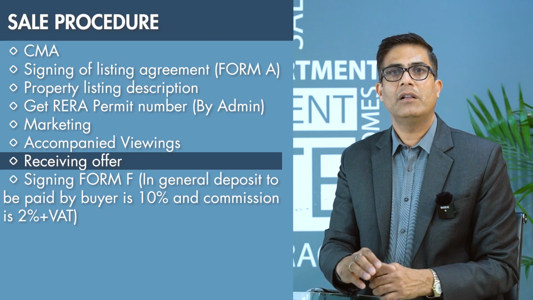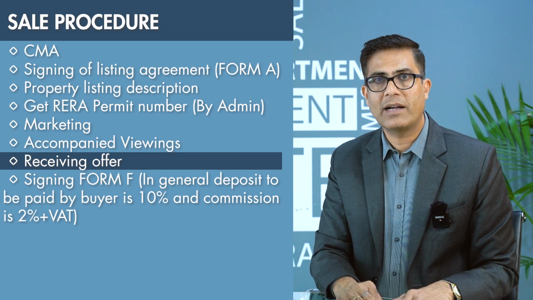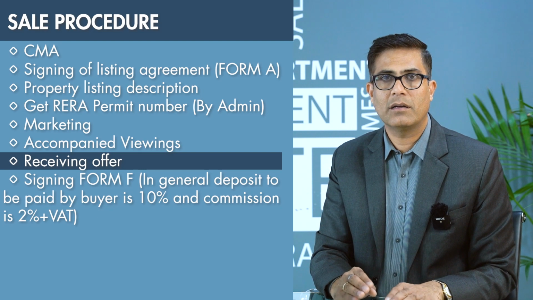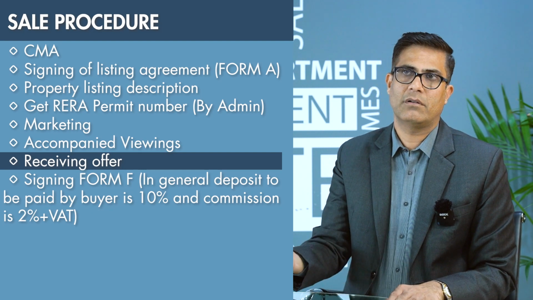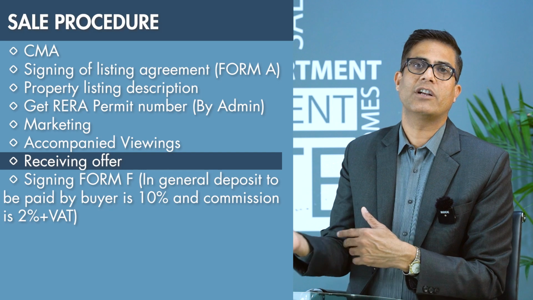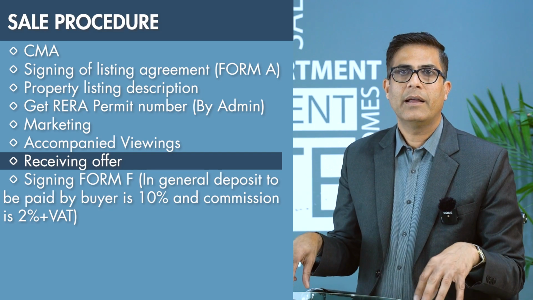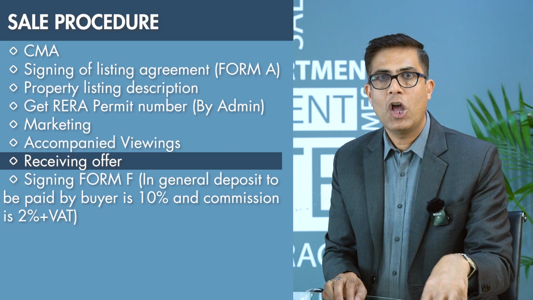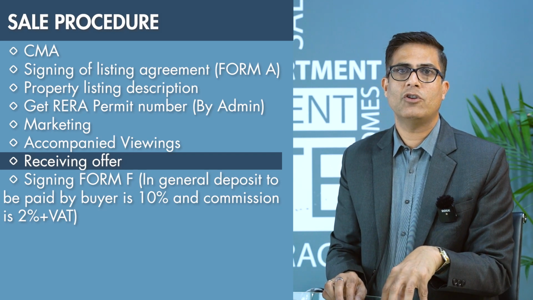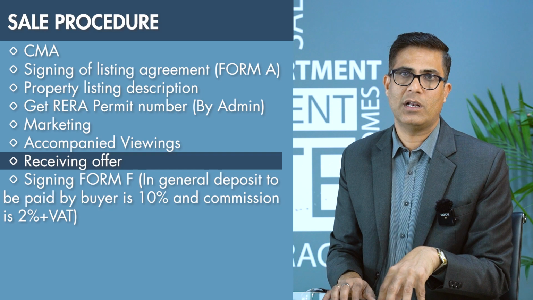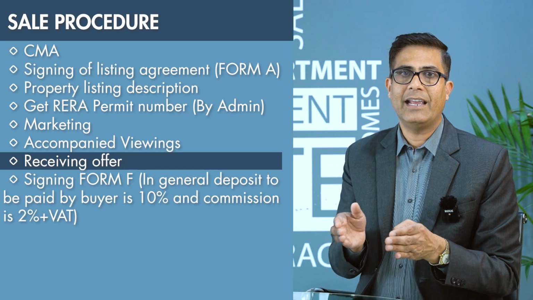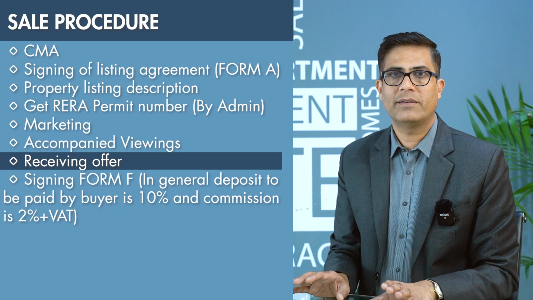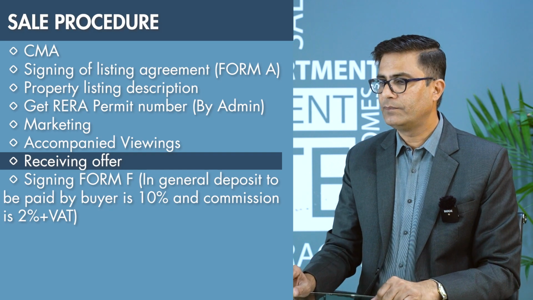In general, the commission is 2% plus VAT payable by the buyer, and sometimes you negotiate with the seller and try to get the commission from both parties. There is no rule on how much commission you can charge or who has to pay; it is all mutual. As long as it is mentioned in writing in the form, it is fine.